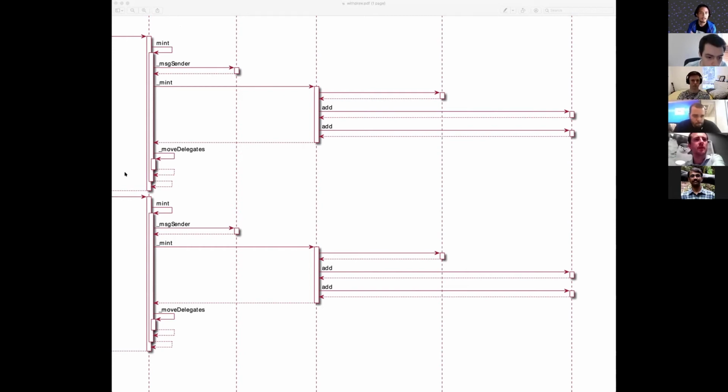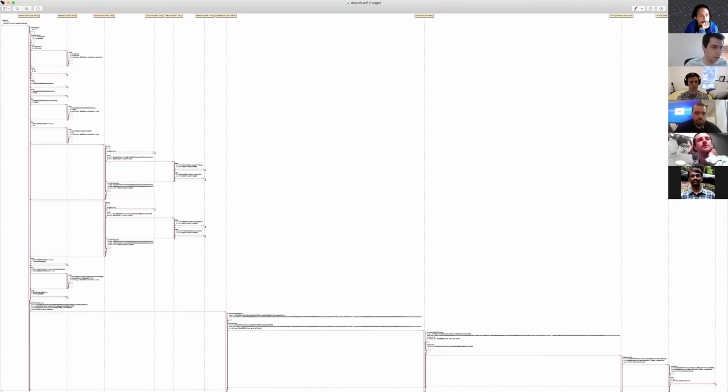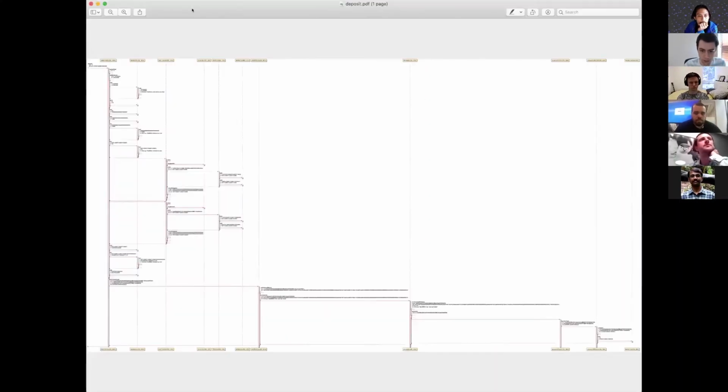I'll pull up one. Do you guys know what move delegates does? Yeah, here, let me get a better one. So this is a deposit transaction, and this has the variables decoded. So I'll just make this smaller and then zoom in.